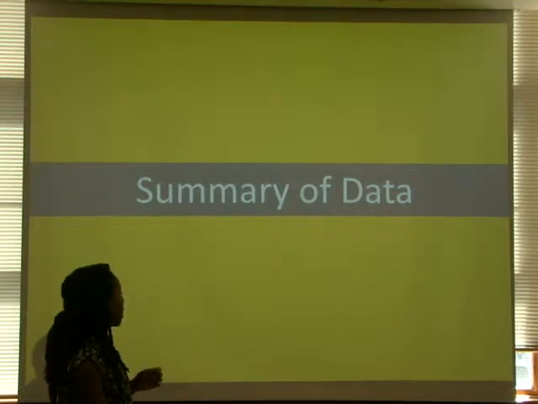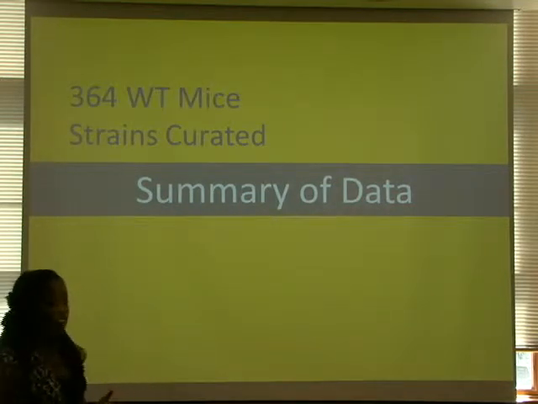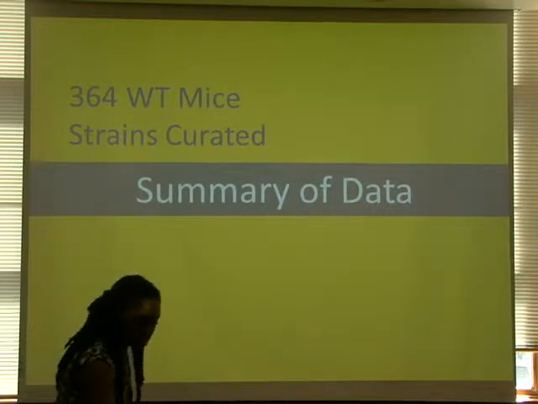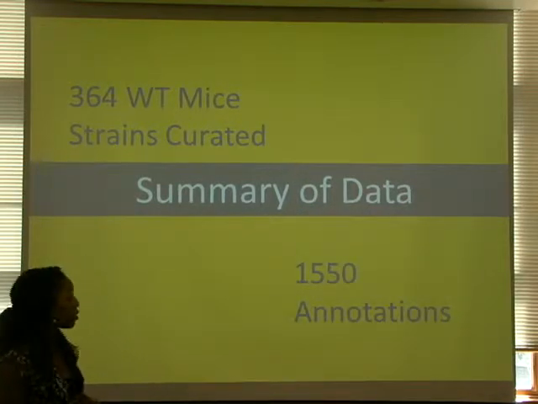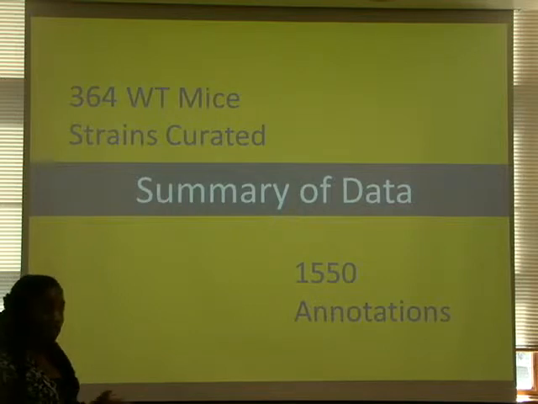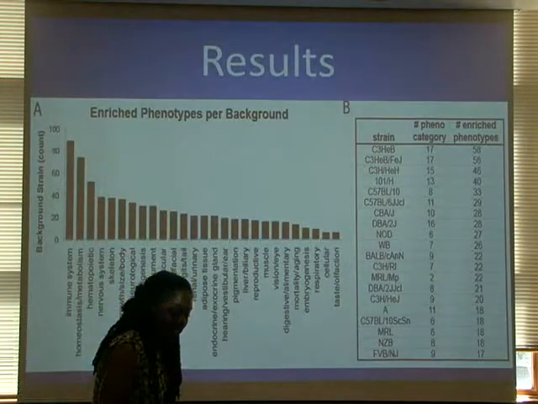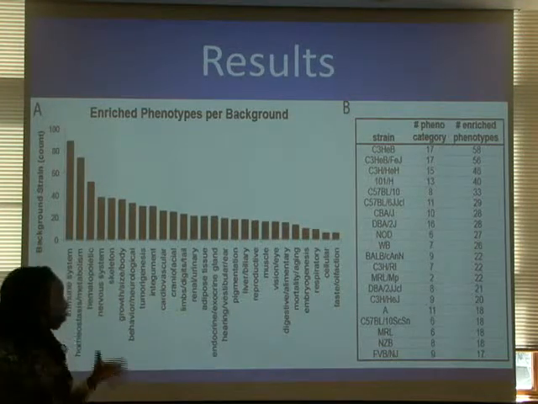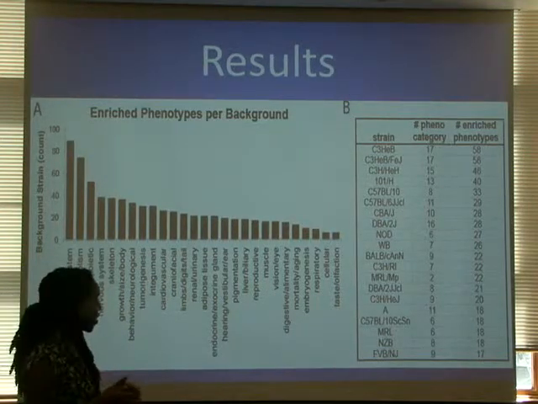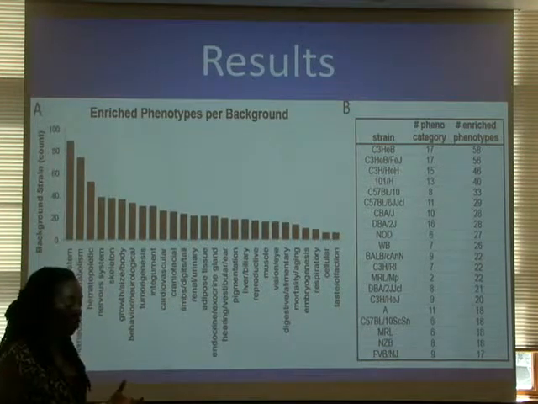So, a summary of my data. I curated 364 wild-type mice strains, and that's 1,550 annotations. So it was hard to keep calm and curate. So, the results. The work I did was important. You know, it seemed tedious at the time, but it was important.